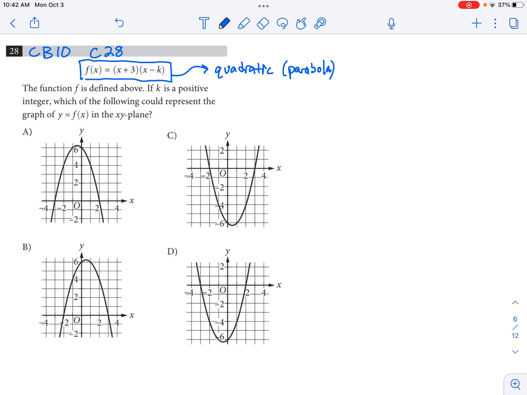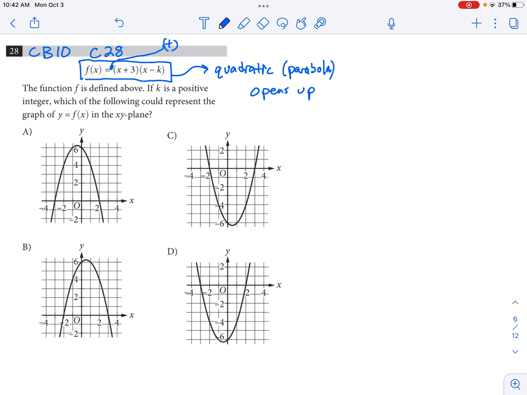Now for a parabola, you kind of care if the coefficient at the beginning is positive or negative. So I observe that in front of these parentheses, this quadratic starts out positive. And so this is going to be a parabola that opens up.